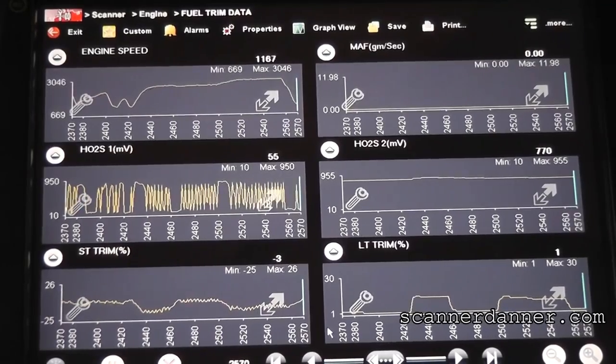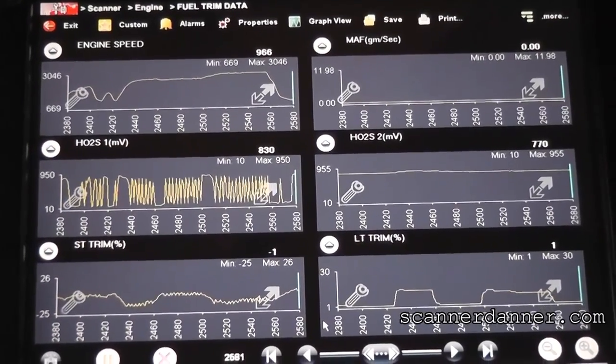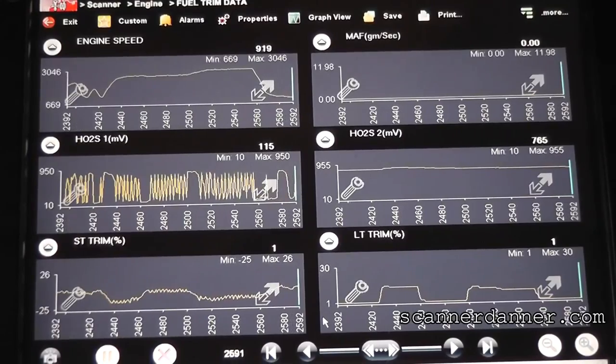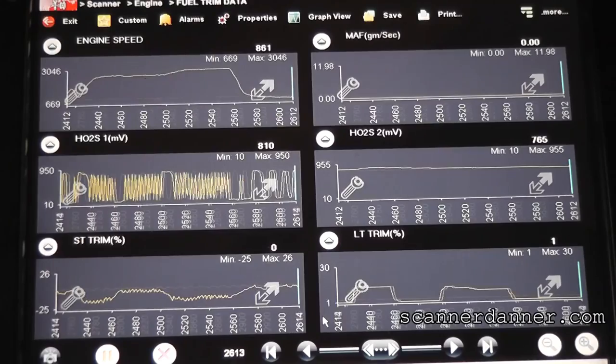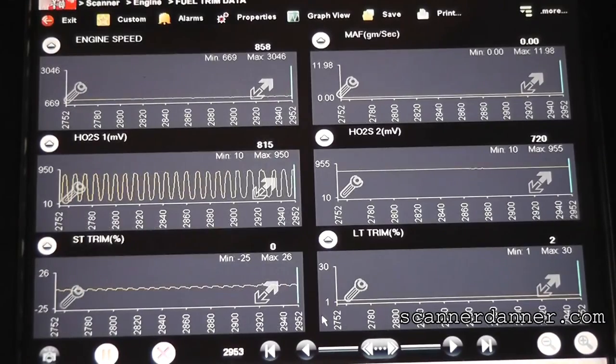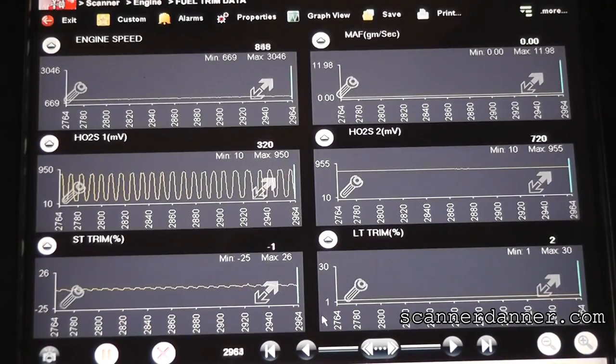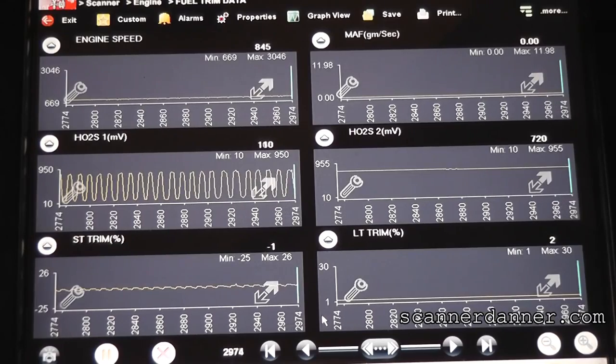Even at higher RPMs, these numbers look pretty good. I mean, if I didn't know better, guys, I would have probably put a mass airflow sensor in this. So this mass airflow sensor is still unplugged. You see these numbers look great.